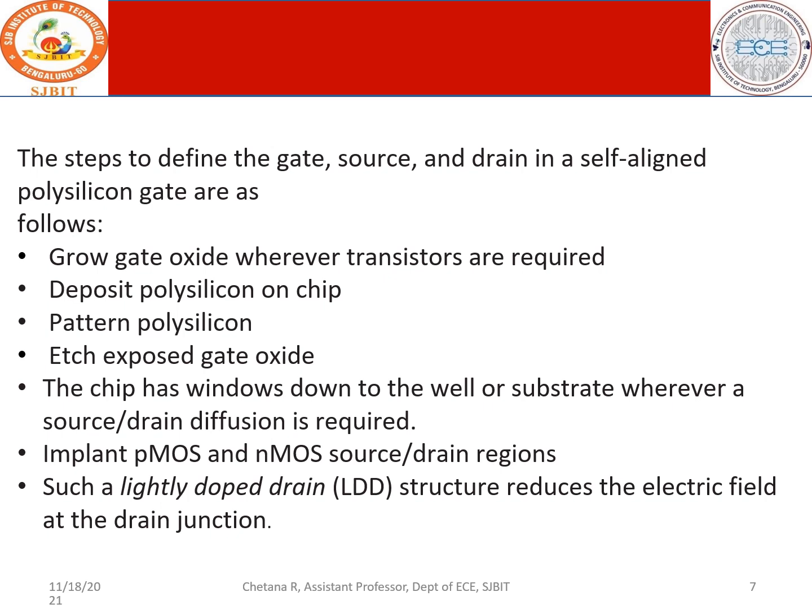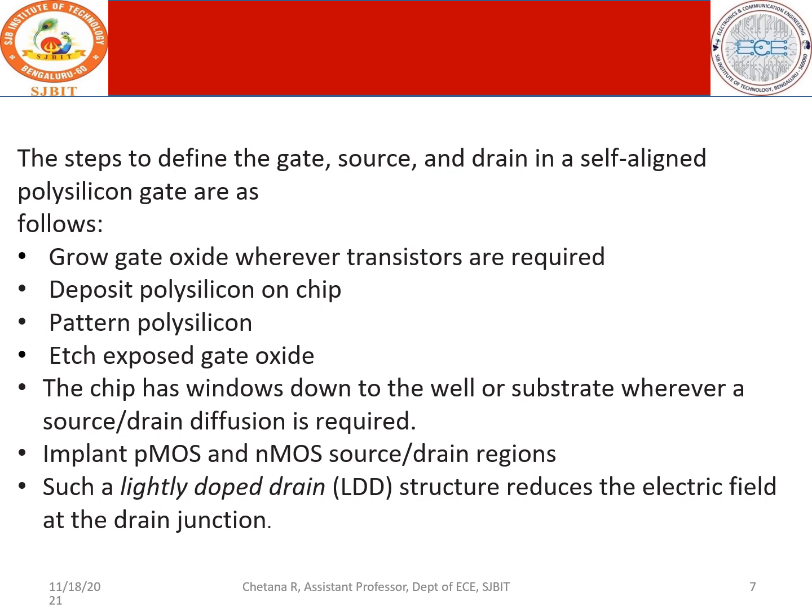Etching exposed gate oxide. In case the gate oxide is deposited in high quantity, it should be etched out. So the chip has windows down to the well or substrate wherever a source or a drain diffusion is needed. Whenever you want to create a source or a drain, a window should be created. Then implant PMOS and NMOS source or drain regions. Whether you want N type or P type, you have to update it with N type or P type diffusion. Finally, implant PMOS and NMOS source and drain regions. Once these things are ready, you will get the terminals.